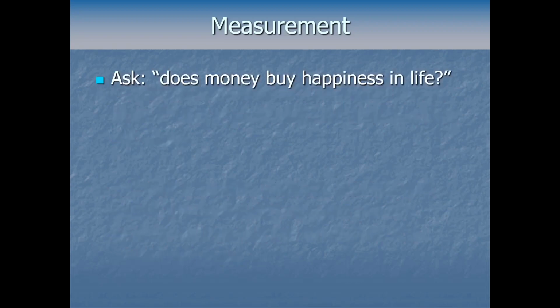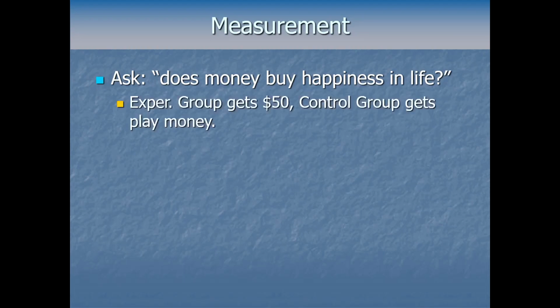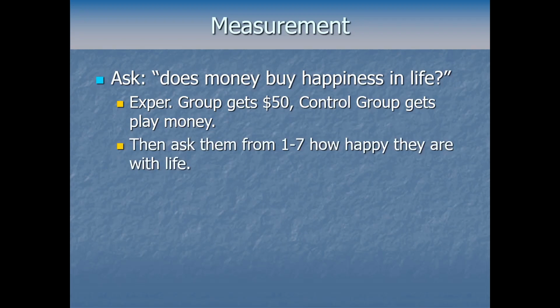Another quick example, someone might ask, does money buy happiness in life? That's an important life question, right? So imagine I run a study to try and test it. The study might look like this. Maybe I randomize people into 2 groups. The experimental group gets $50 in cold hard cash, and the control group gets play money, like Monopoly money, just as a control. Then I ask everyone, how happy are you with life? Just from 1 to 7, how happy are you with life? Those are the variables I was interested in, right? There's a money variable and there's a happiness in life variable.